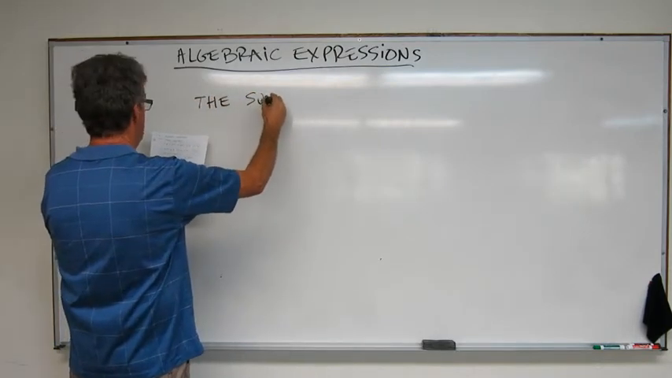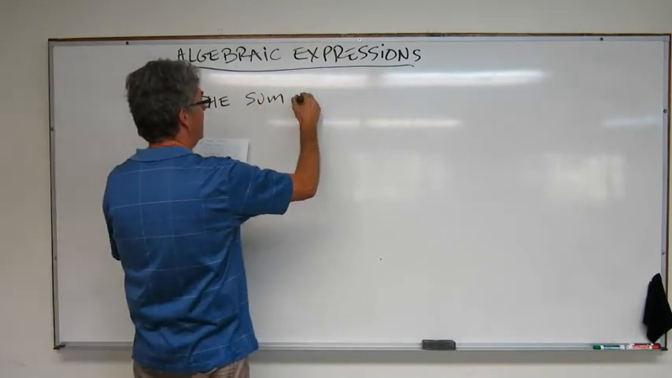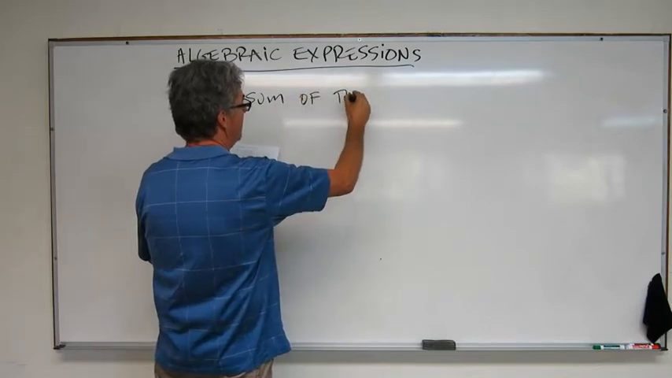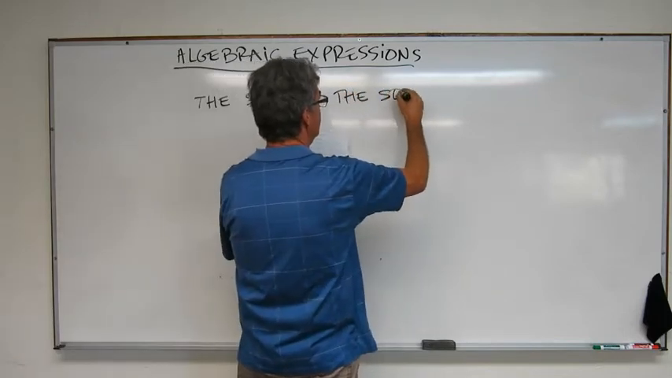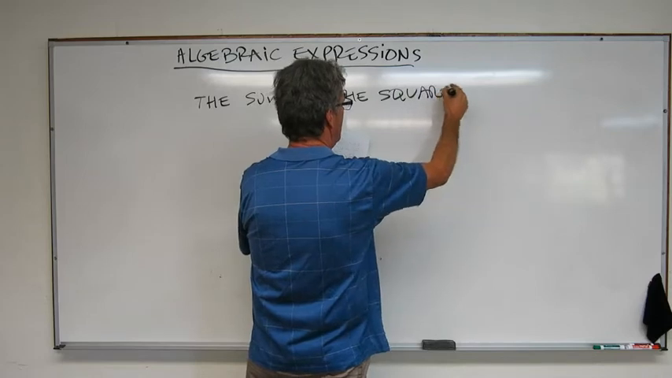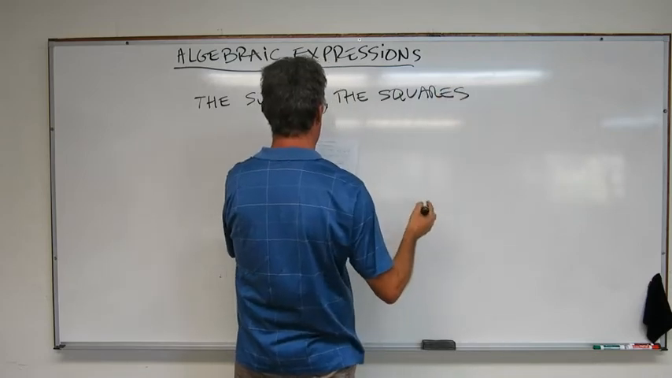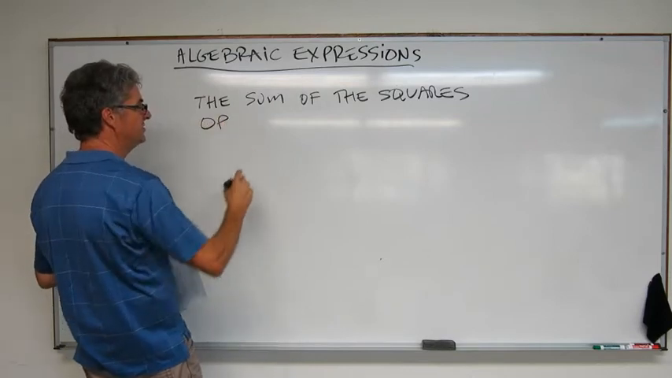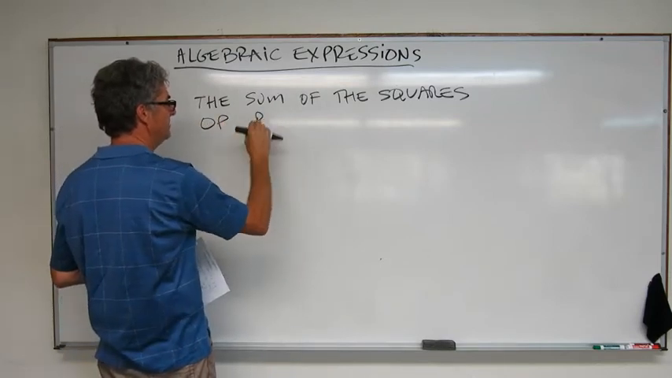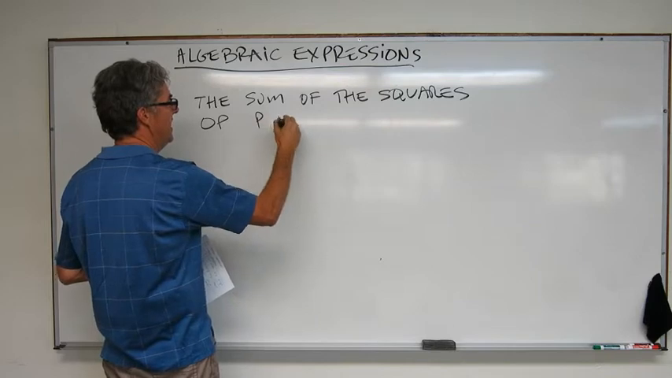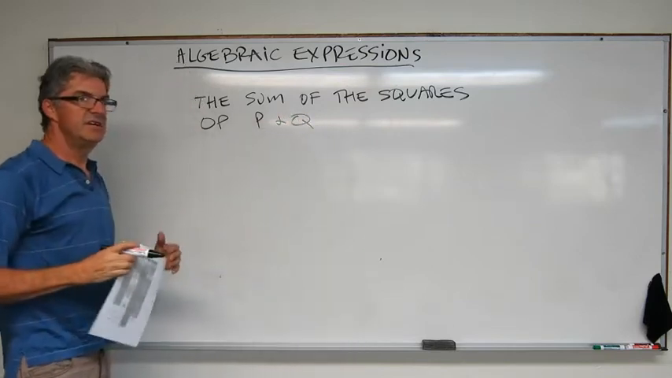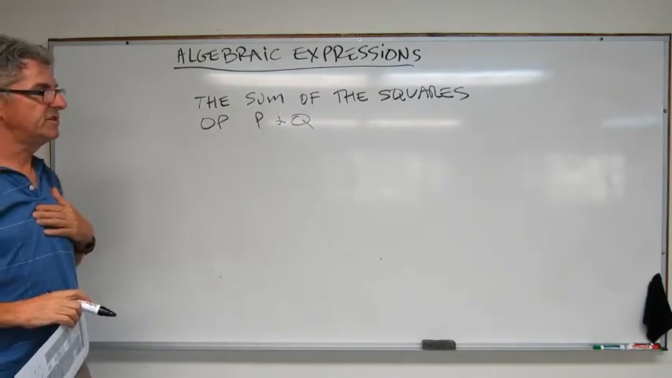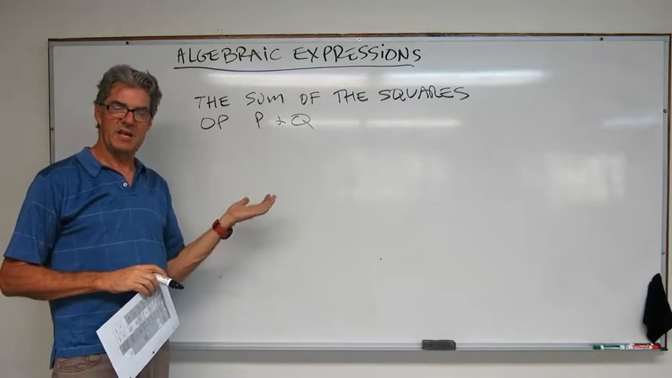The sum of the squares of, let's use, how about P, that's just a P and Q. So this is the sum of the squares of P and Q. Pause the video, think about it, give it a shot.